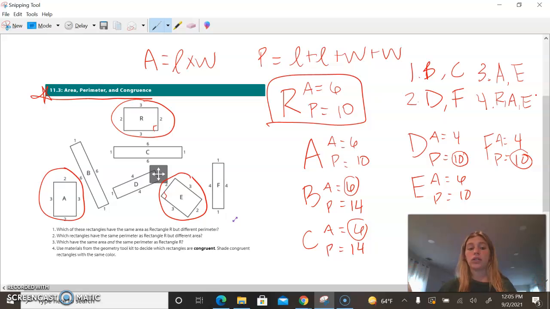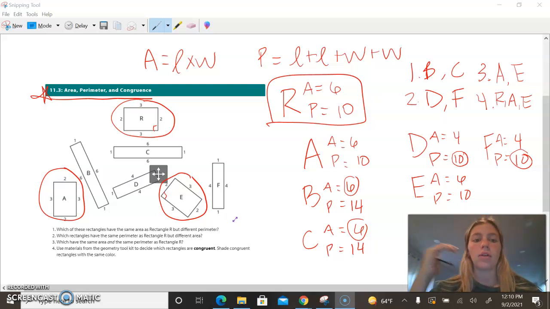Now, are R, A, and E the only rectangles that have the same area and perimeter? No, there are others. So I want you to pause this video and try to find other sets of congruent rectangles in this problem, okay? So I'm going to pause the video, you're going to pause the video, and we'll come back and do them together.